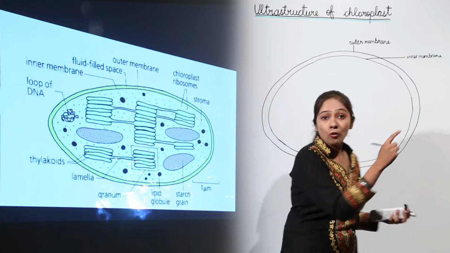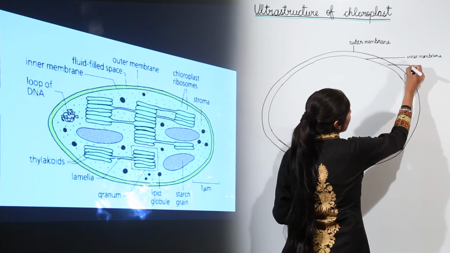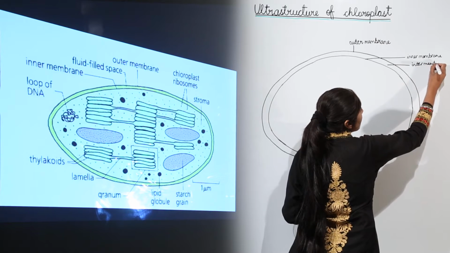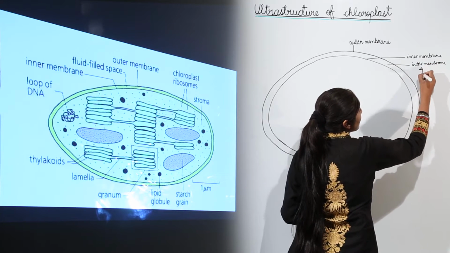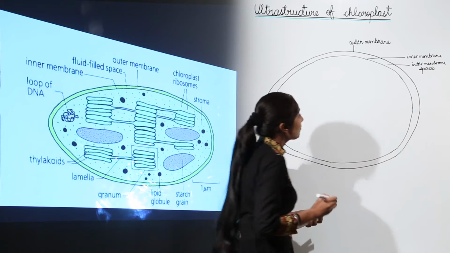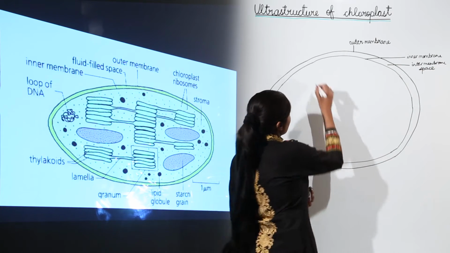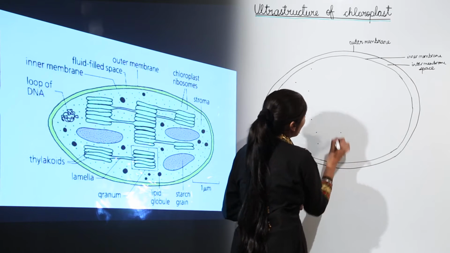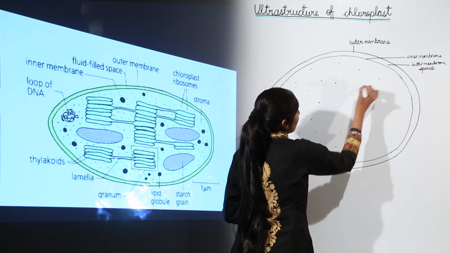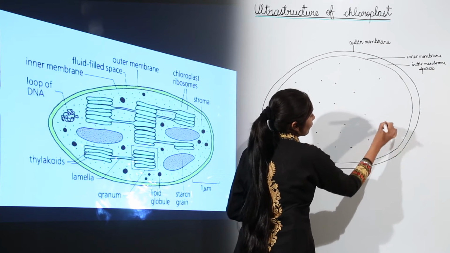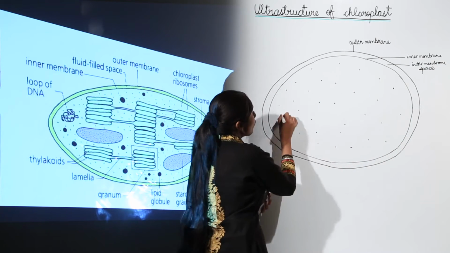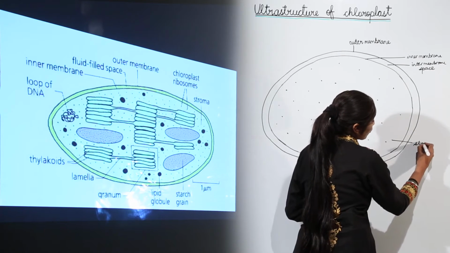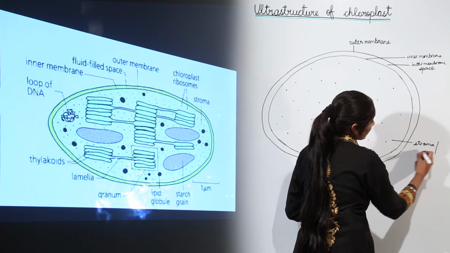And between this outer and inner membrane is what? We have an intermembrane space. Intermembrane space. Okay. Now we'll be labeling the stroma or the matrix. It is actually aqueous filled, formed of what? Protein colloidal complex. So this is how we'll be labeling the stroma or the matrix.